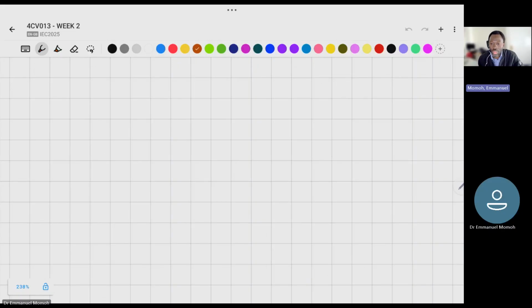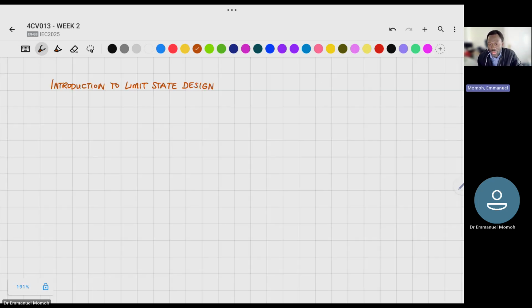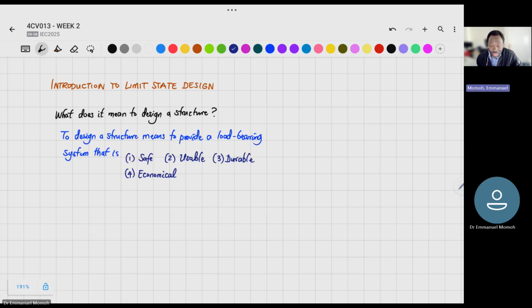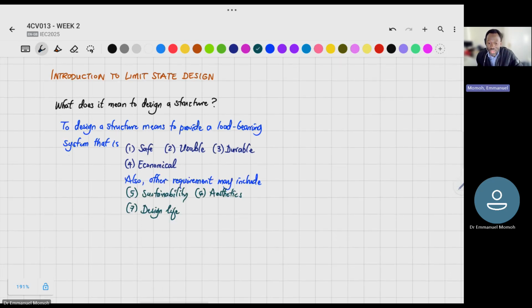So, in week 2, we did an introduction to limit state design. Before we talk about formulas or Eurocodes, let's start with the basic question. What does it mean to design a structure? Structural design is about making sure that structures are safe, usable, durable, and economical. We also have other aspects that the structure needs to meet, which includes sustainability, aesthetics, and design life. With the design life, meaning how long the structure would last.